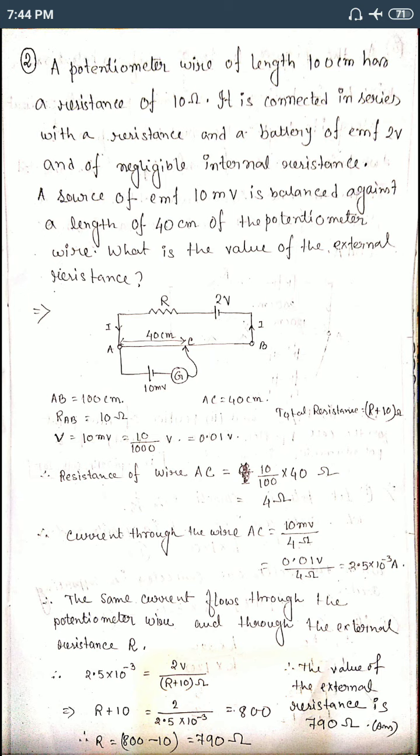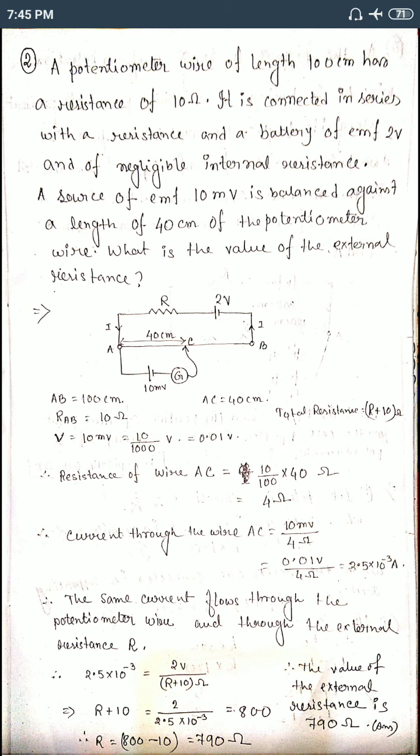A potentiometer wire of length 100 centimeter has a resistance of 10 ohm. So I will draw AB, that is a 100 centimeter wire. AB equals 100 centimeter, and its resistance RAB equals 10 ohm. It is connected in series with a resistance R and a battery of 2 volt. This value R is not given, and the battery of 2 volt has negligible internal resistance. So that one circuit is complete.